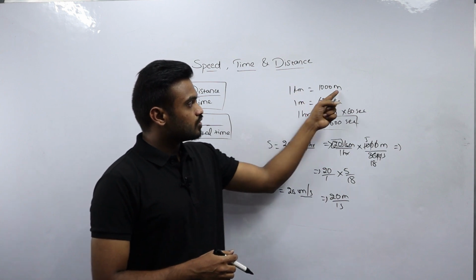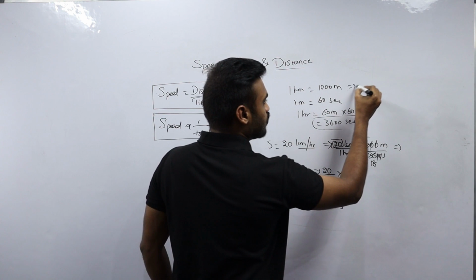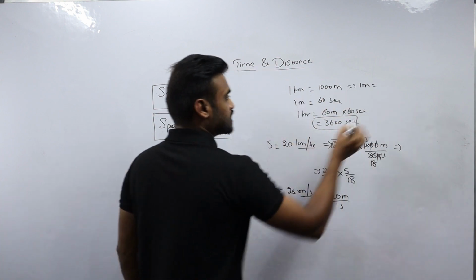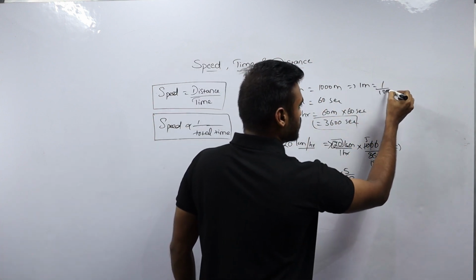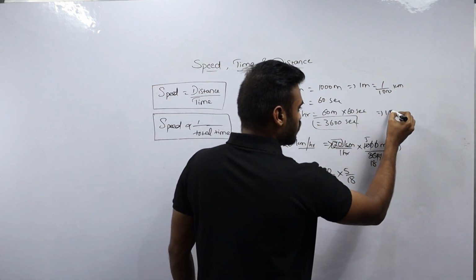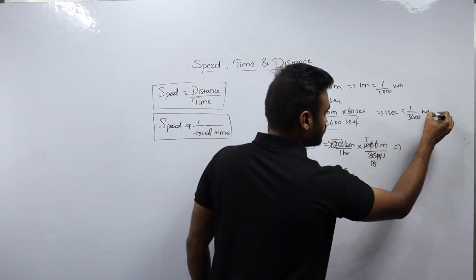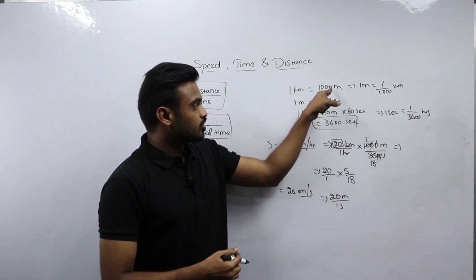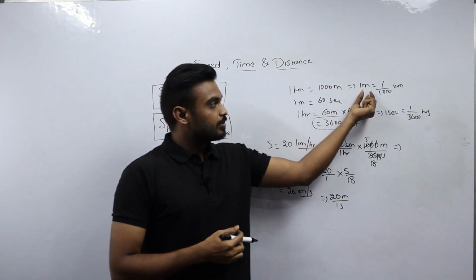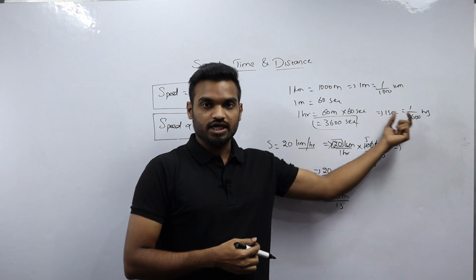See, 1 kilometer equals 1000 meters. Now what is the value of 1 meter? That is 1 meter equals 1 by 1000 kilometers. In the same way, 1 second equals 1 by 3600 hours. I am simply sending this 1000 to the left hand side, so I am getting 1 meter equals 1 by 1000 kilometers, and 1 second equals 1 by 3600 hours.